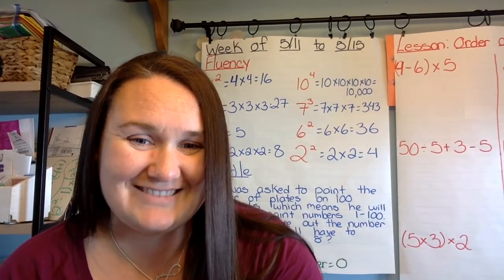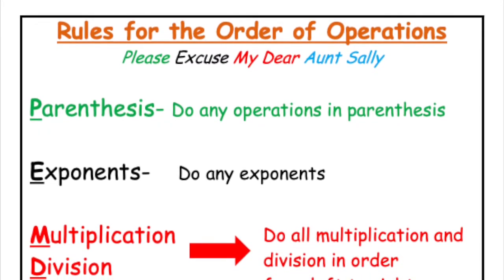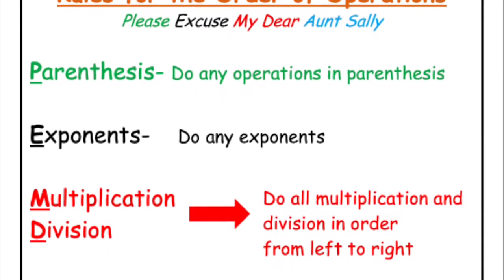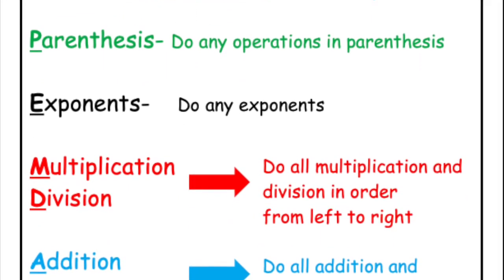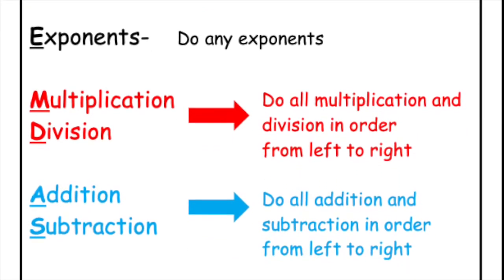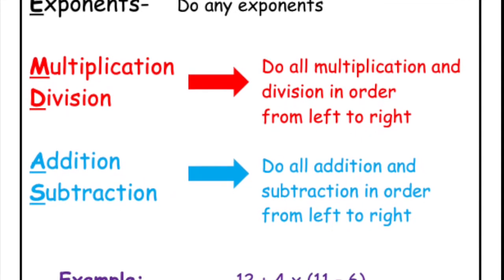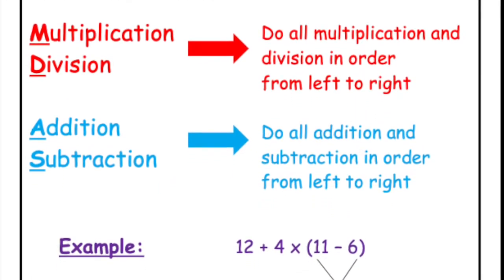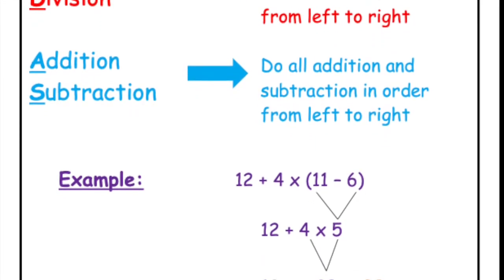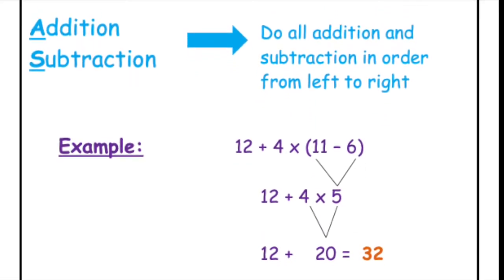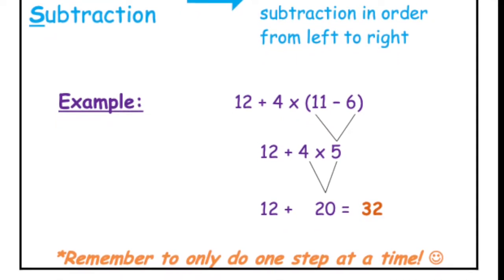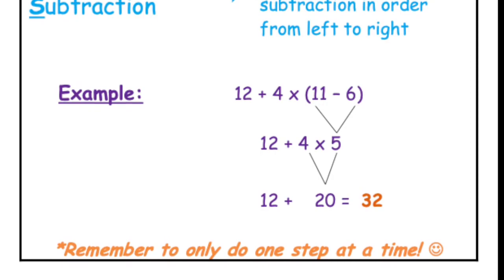This is the rules for the order of operations. Please excuse my dear Aunt Sally. It's just a way to remember the order. So you're always going to start with the P, which is for parentheses, and you're going to solve for the operations in parentheses first. Second is going to be the exponents, solve for those. Then you're going to go to multiplication and division. You're going to move in order from left to right. Then you're going to go to addition and subtraction, and you're going to move again from left to right.